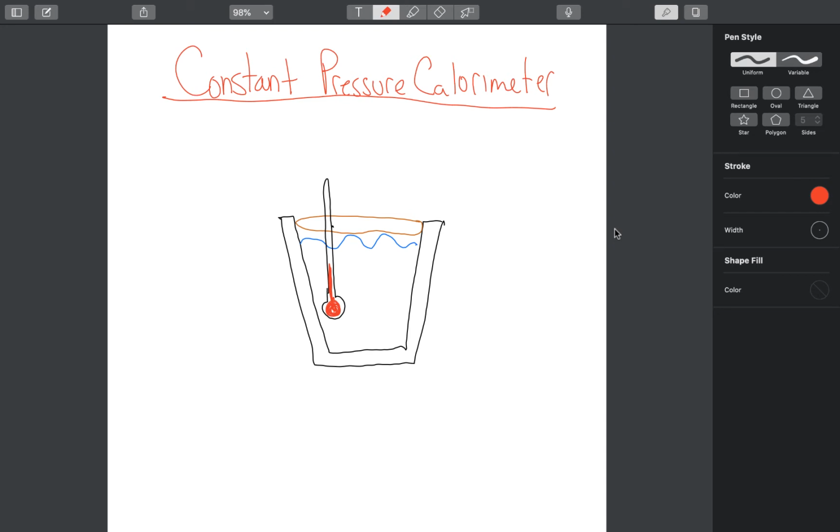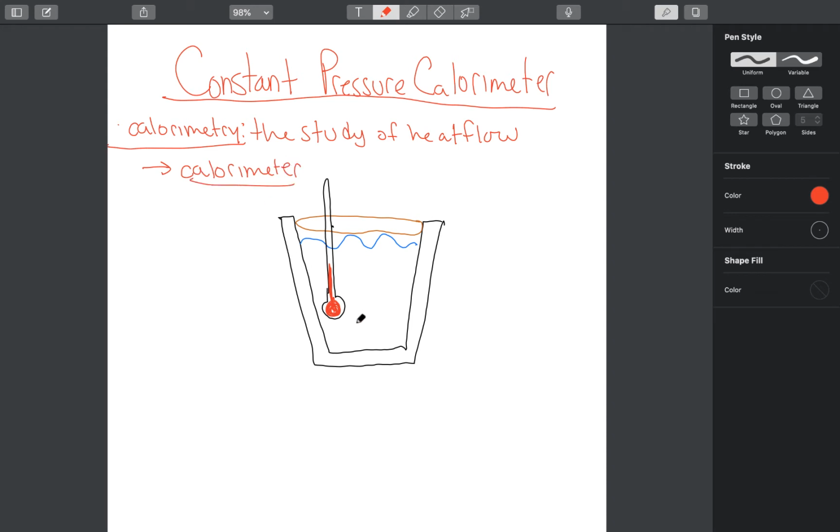So today in this video we're going to be talking about the constant pressure calorimeter. Before we get into what the constant pressure calorimeter is, let's first define what calorimetry is. Calorimetry is just the study of heat flow. And we use an instrument called the calorimeter to do so. In this video, we're going to be talking about the constant pressure calorimeter.